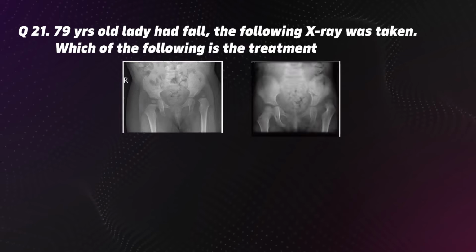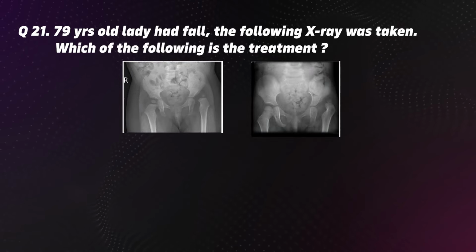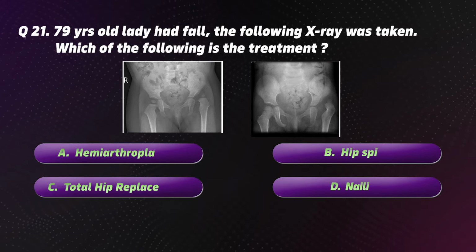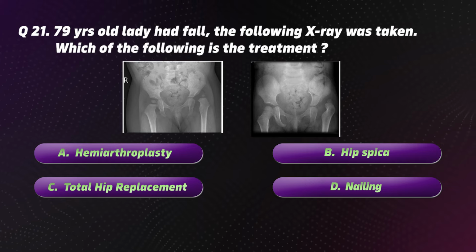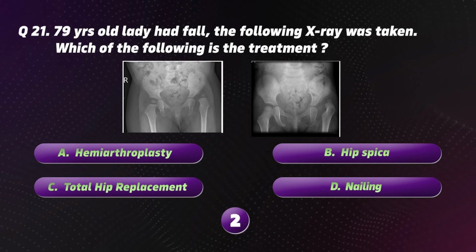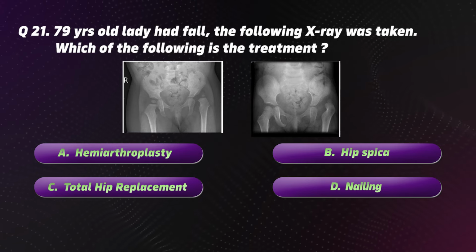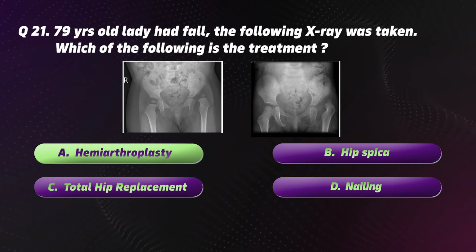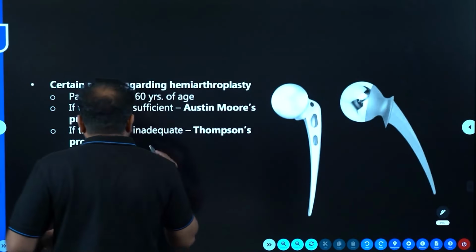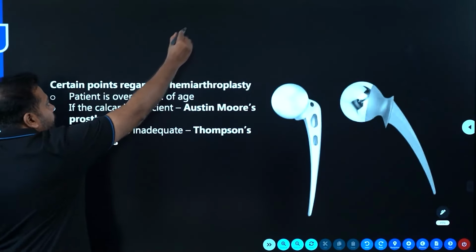Question 21. A 79 year old lady had a fall. The following X-ray was taken. Which of the following is the treatment? Here are the options. A. Hemiarthroplasty. B. Hip spica. C. Total hip replacement. D. Nailing. And the correct answer is A, hemiarthroplasty.